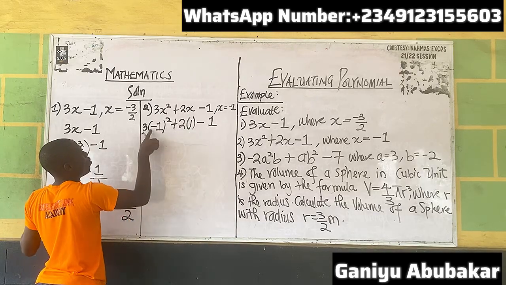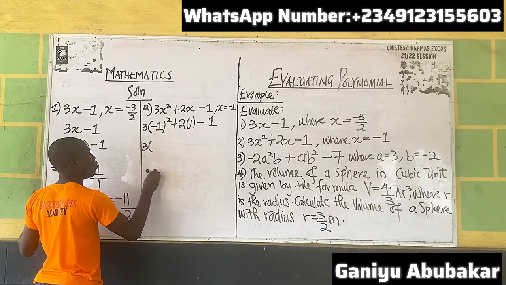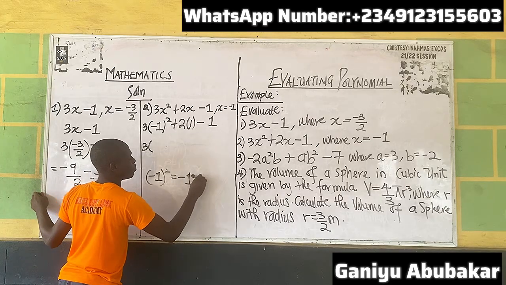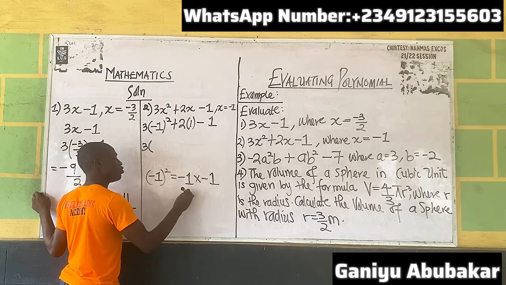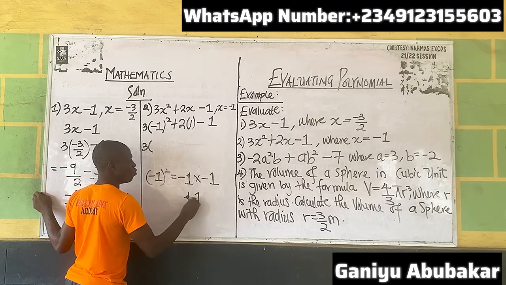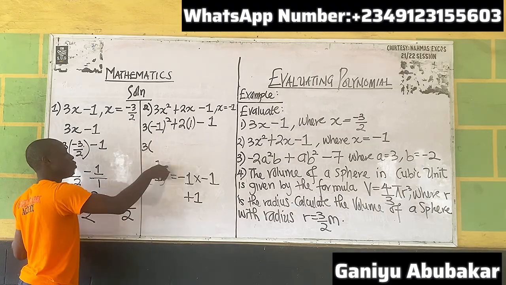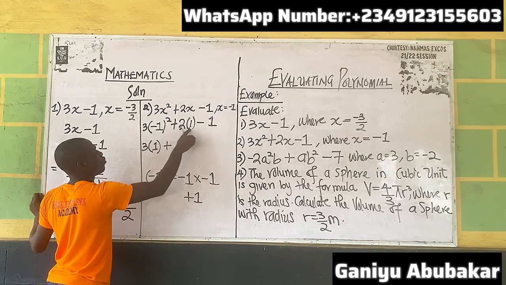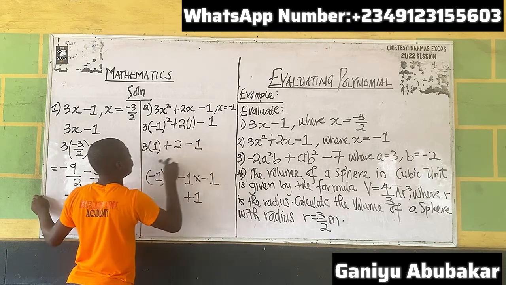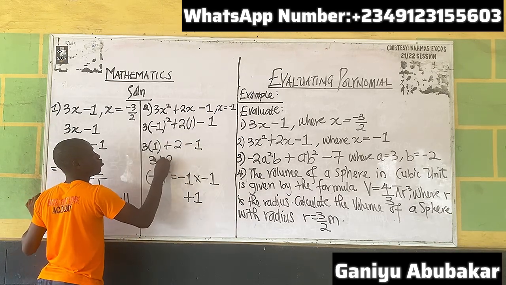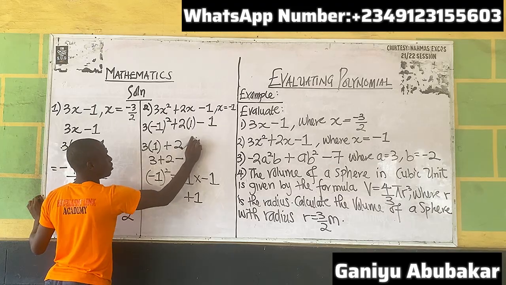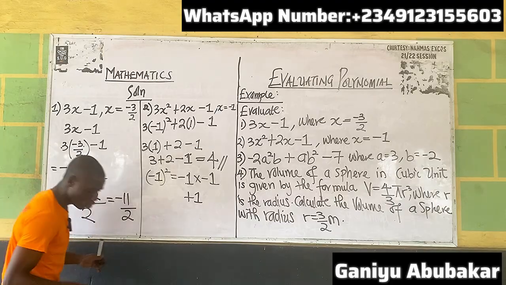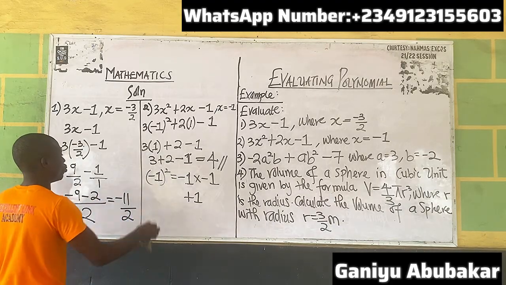This gives you 3 into minus 1 squared, which means minus 1 times minus 1. Minus times minus gives you plus, and 1 times 1 gives you 1. So negative 1 squared means positive 1. My answer gives you positive 1, plus 2 times 1 gives you 2, minus 1. 3 times 1 gives you 3, plus 2, that's 5, minus 1 gives you 4. This is how you solve question 2.